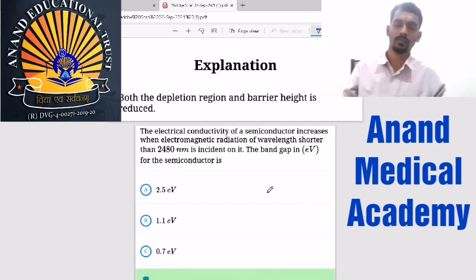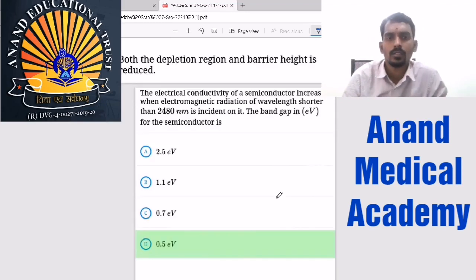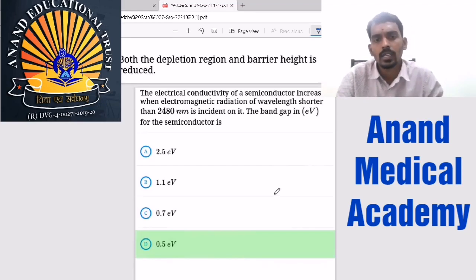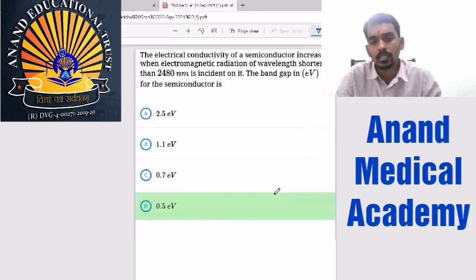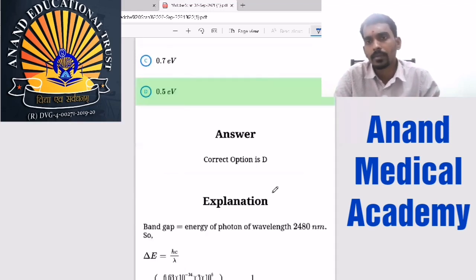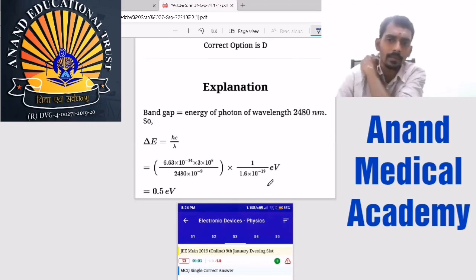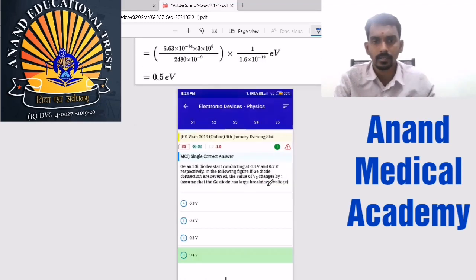Now, this is based on the energy gap of a semiconductor. So energy gap of a semiconductor is also hc by lambda. They have given lambda, so you can calculate energy.